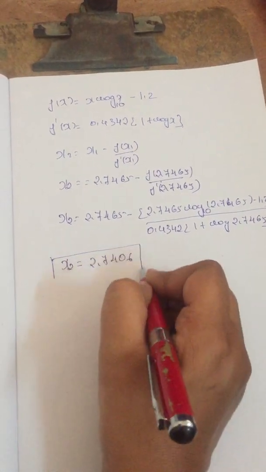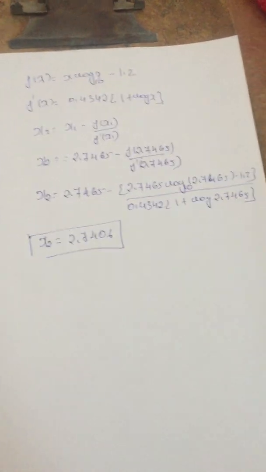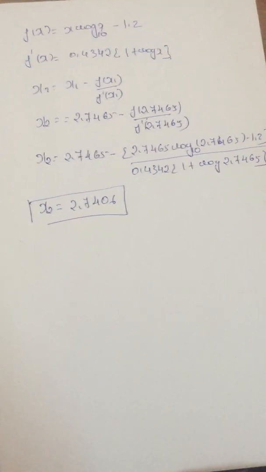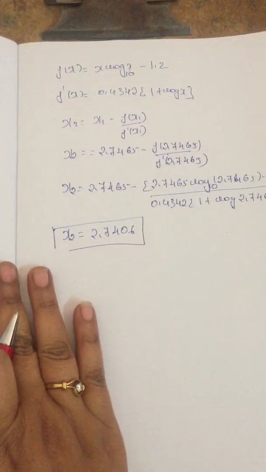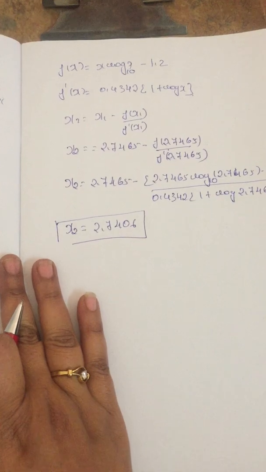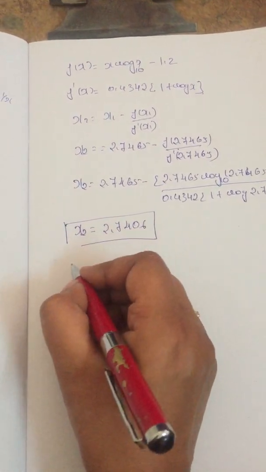Simplifying, we get x2 as 2.7406. Your condition is correct to 4 decimal places, which means the difference should be around 0.0001. So we go to the third iterative value.